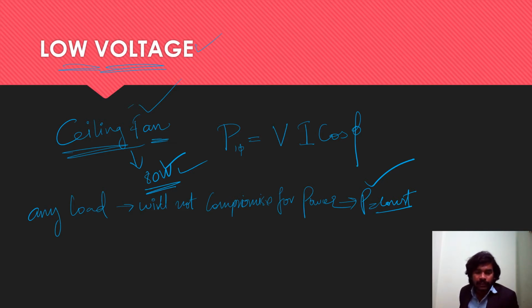Now you are telling that voltage is decreased, low voltage. So assume that power factor is constant. Now power is proportional to voltage into current. If voltage decreases, to maintain the power constant, what happens to the current? Current will rise. What happens when current rises?